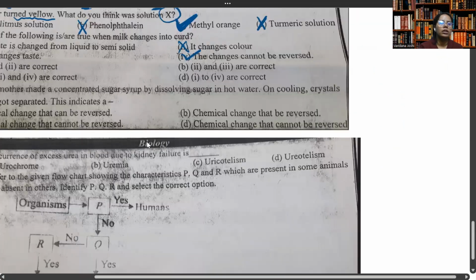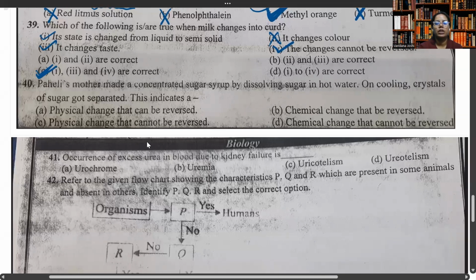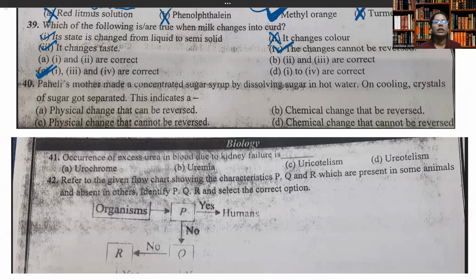Moving on. Paheli's mother made a concentrated sugar syrup by dissolving sugar in hot water. On cooling, crystals of sugar got separated. This indicates, we know that dissolution and crystallization, both of them are physical changes, and these are reversible physical changes. We can again dissolve the crystals and we can again separate them out by heating and suddenly cooling the solution. We'll say that it is a physical change that can be reversed. A is our answer.